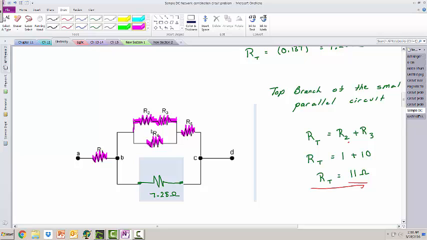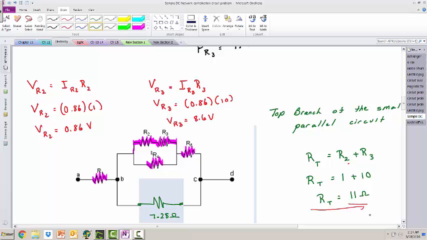So I know the current going through resistor 2 and the current going through resistor 3, so I can find the voltage drops across the individual resistors. Because of course they're in series and they use up some of the energy. R2 uses up some of the energy of each electron before those electrons reach R3. So let's do that. Using that information about current, we find the voltage drop across R2 is 0.86 volts, and the voltage drop for R3 is 8.6 volts.